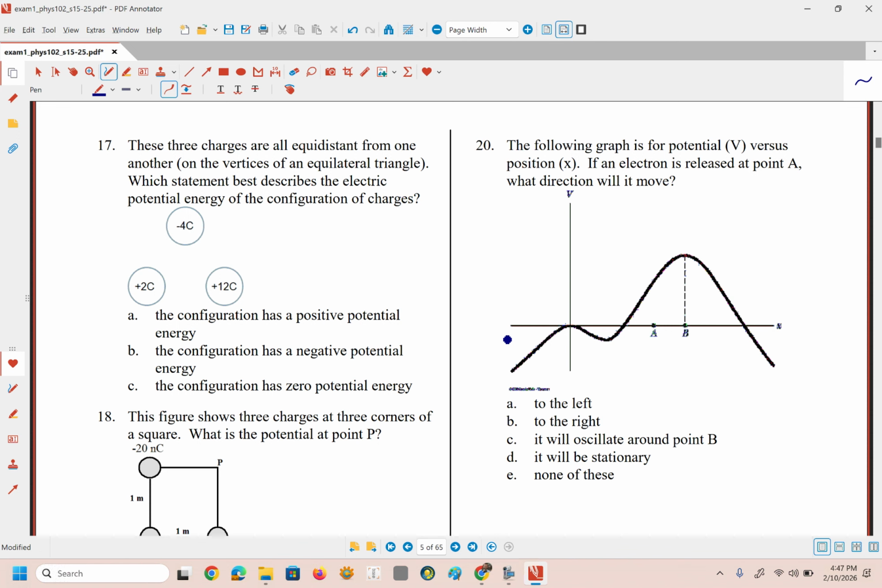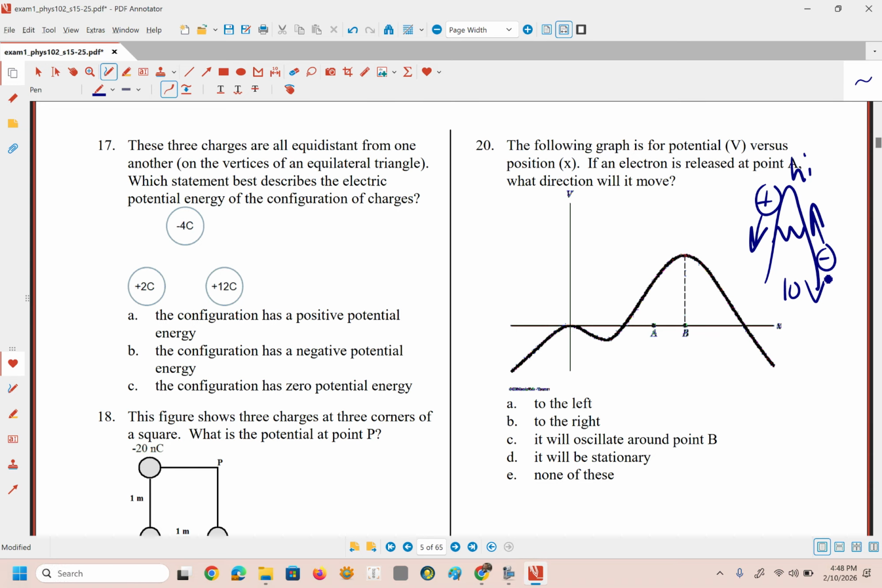The following graphs potential versus position. You release an electron at point A. What direction will it move? Remember, I always try to remember my mountain. Positive charges move downhill, negative charges move uphill. That's from high to low potential.